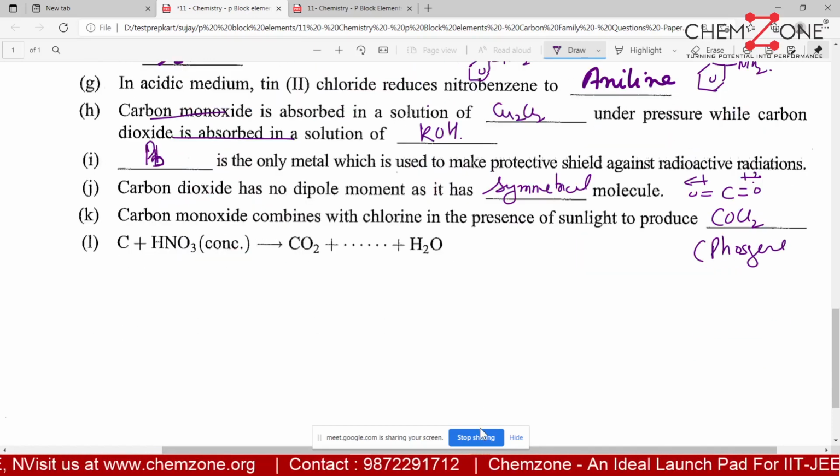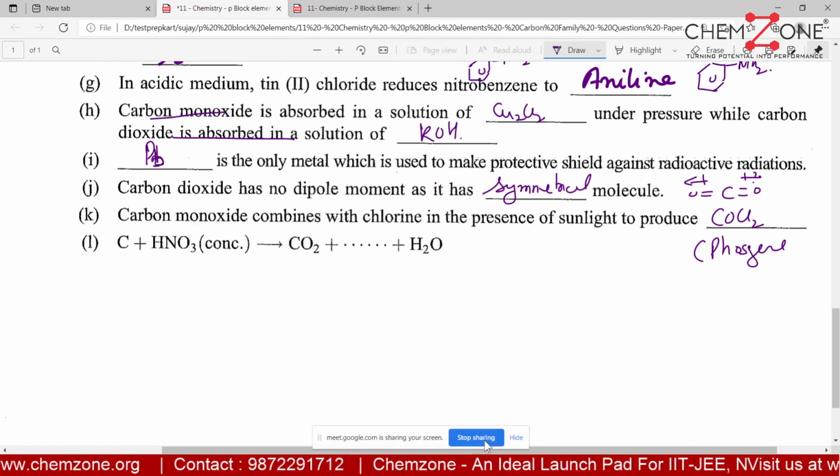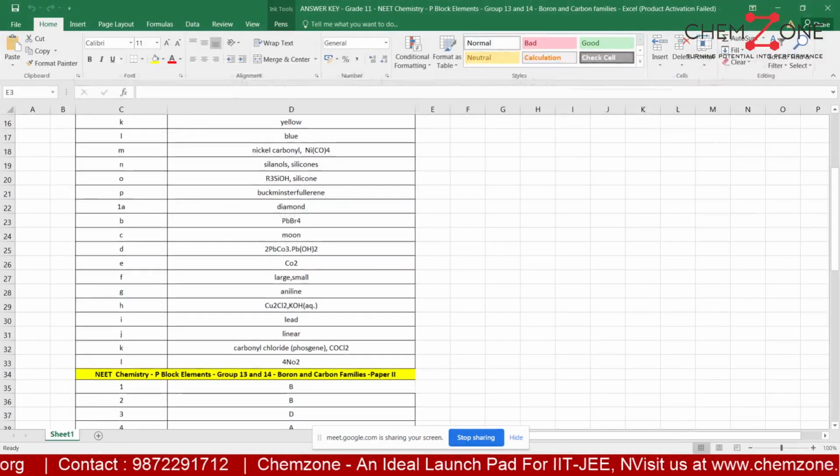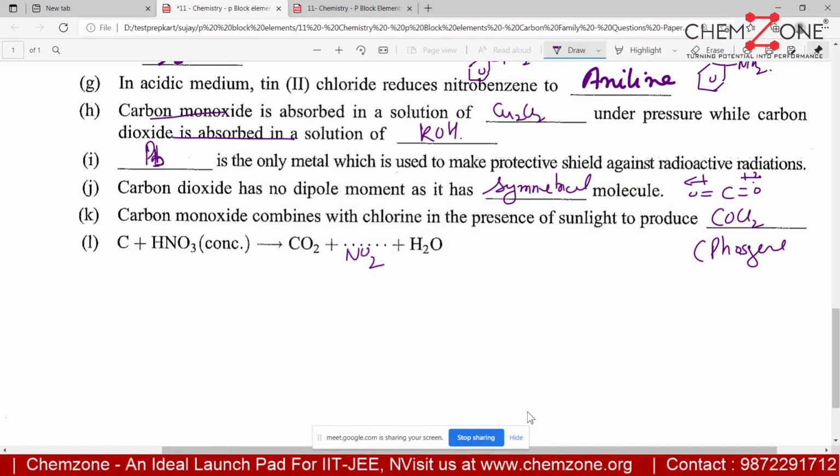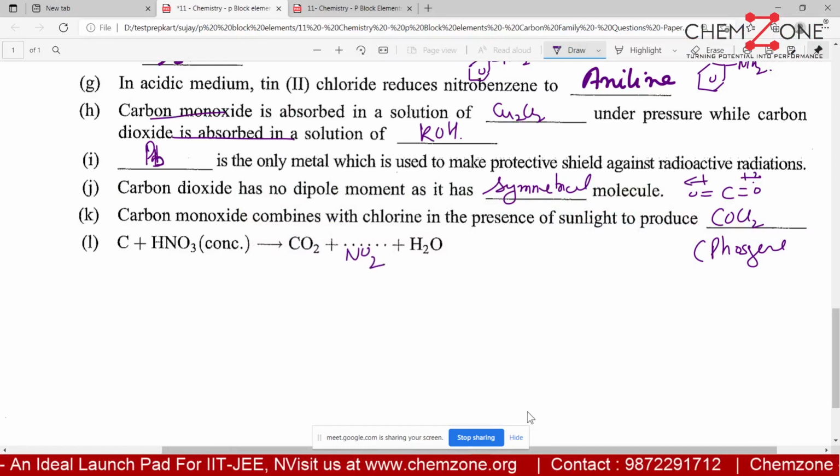Last part. Carbon plus nitric acid to give carbon dioxide plus, I think NO2 gas is there. Yes, NO2 gas. Complete it.